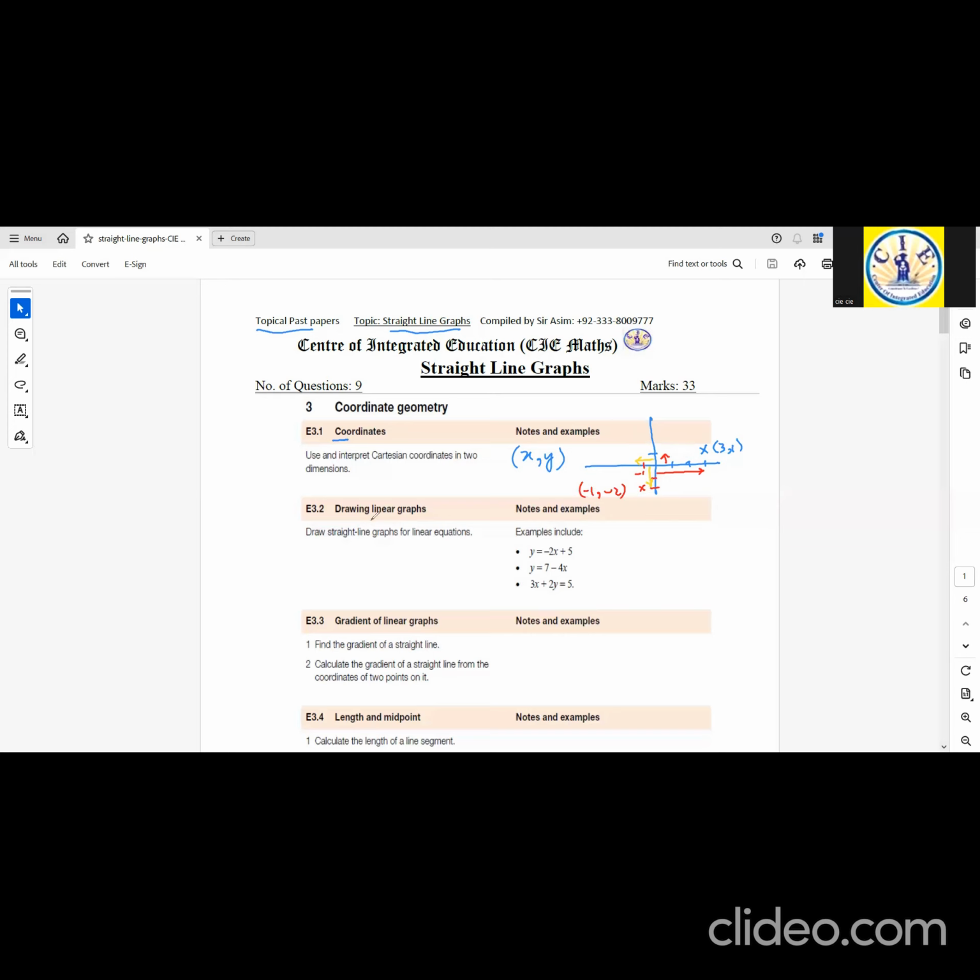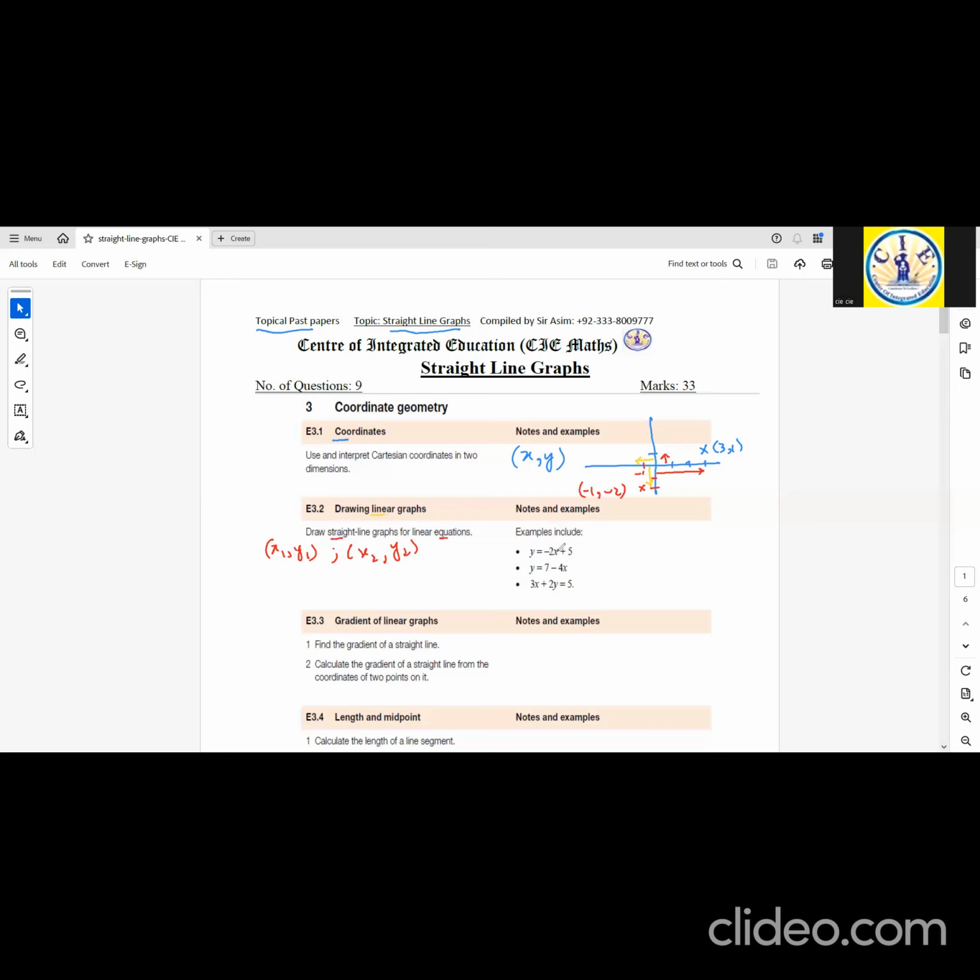Then drawing linear graphs. When we need to draw a linear graph, we can make this graph with at least 2 points, x1, y1, and x2, y2. If we have got 2 points at the minimum, then we can draw the graph of a line. Now, draw straight line graphs for linear equations.